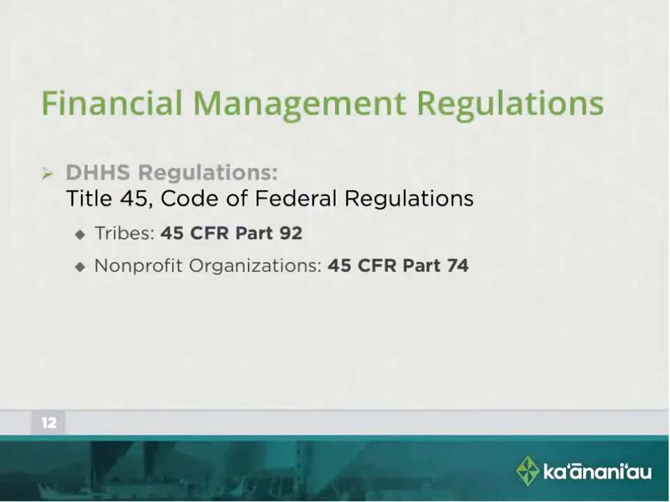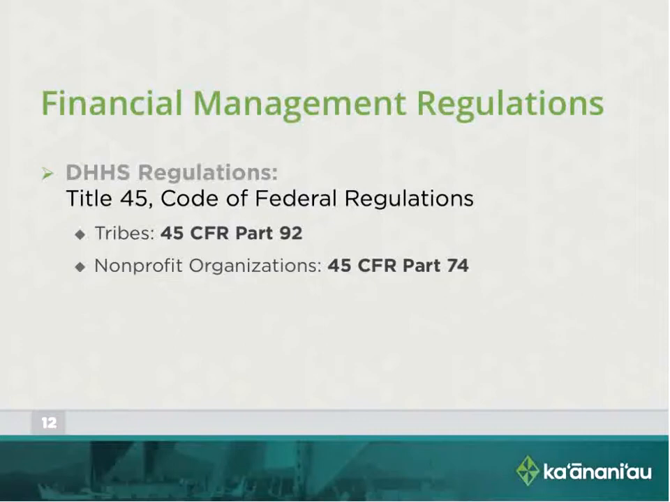So let's take out our first rule book, called the Financial Management Regulations. Where you'll find it for the Department of Health and Human Services, of which ANA is housed in, is in 45 Code of Federal Regulations, so we'll say 45 CFR. For governments such as tribes, it'll be in Part 92. And for nonprofit organizations and colleges, it'll be in Part 74.